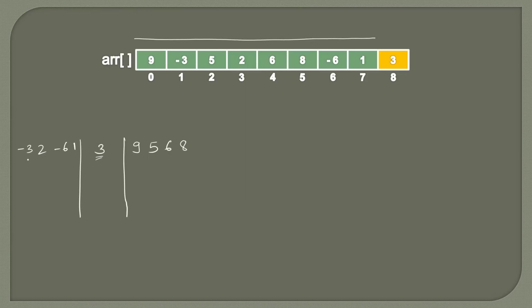So here you can see these are all the elements which are smaller than the pivot, and these are all the elements which are greater than the pivot. We are not concerned about the order of the elements. Here it's -3, then it is 2, then it is -6. So we are not concerned about the order. Here it is 9, 5, 6, 8 like this. We are only concerned about partitioning this array in such a way that this is the left part which is smaller than the pivot, and this is the right part which is greater than the pivot.